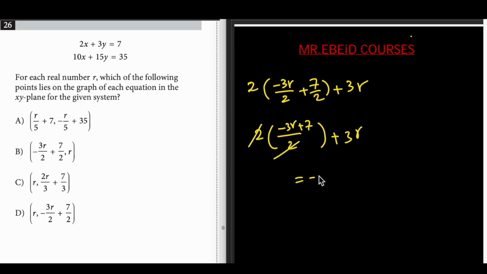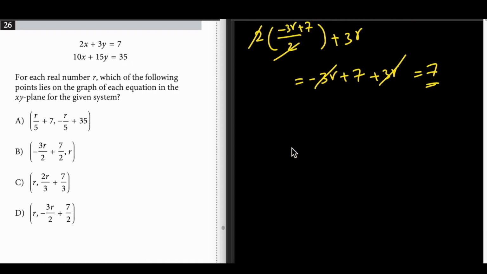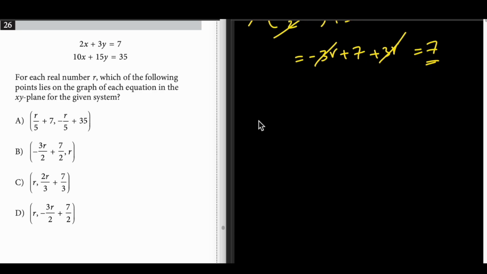Now we can cancel. So we have negative 3r plus 7 plus 3r. Cancel negative 3r with positive 3r. So the answer is 7. So it satisfies the first equation. The second equation is 10 times x plus 15y equals 35. Just substitute x with its value, which is negative 3r over 2 plus 7 over 2, plus 15 times y, which is r, and we check whether the right-hand side equals 35 or not.